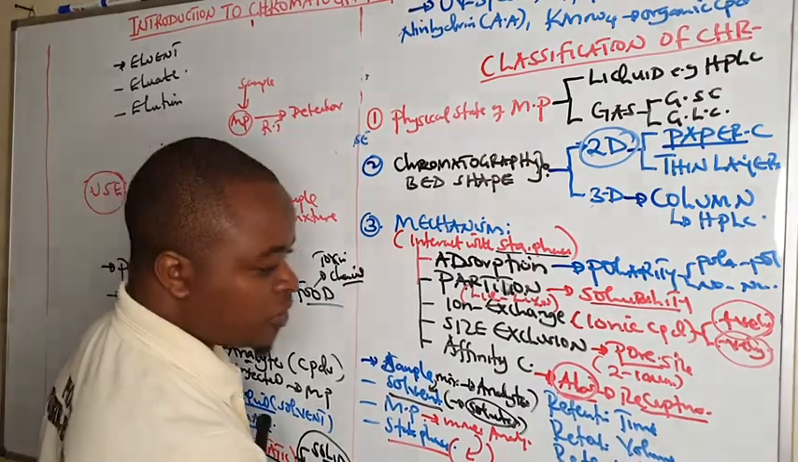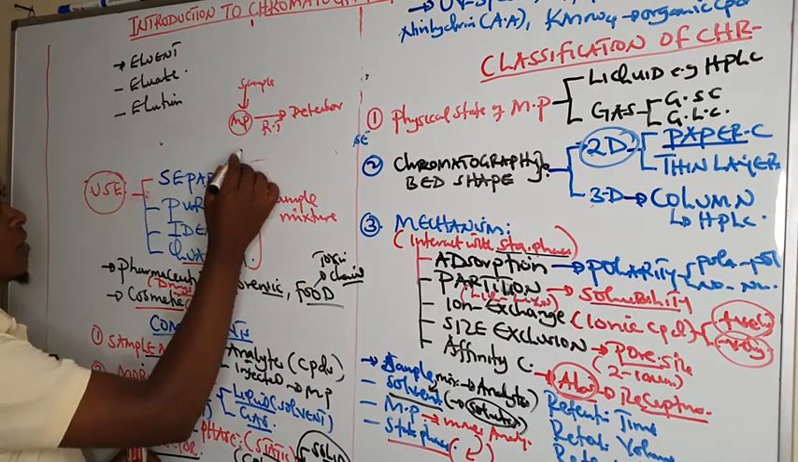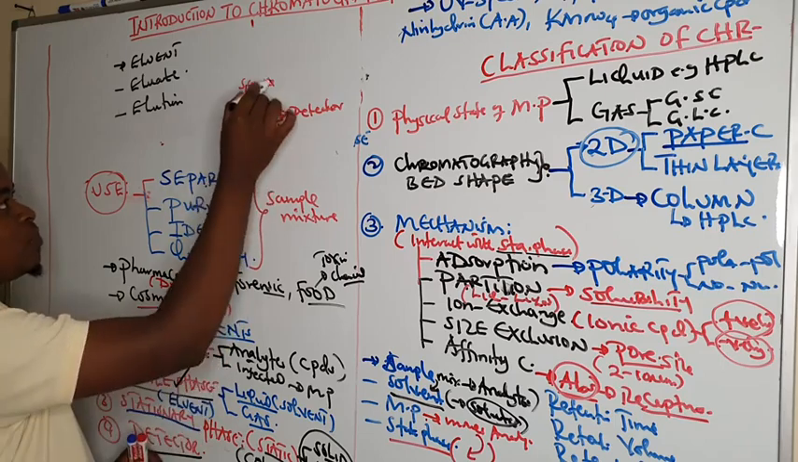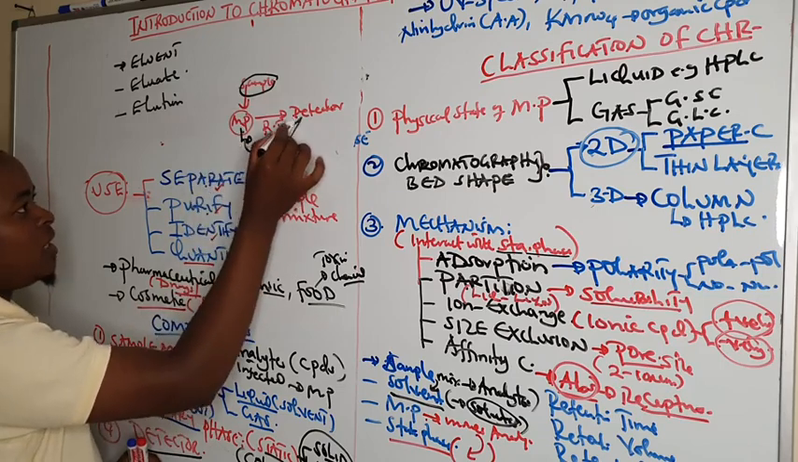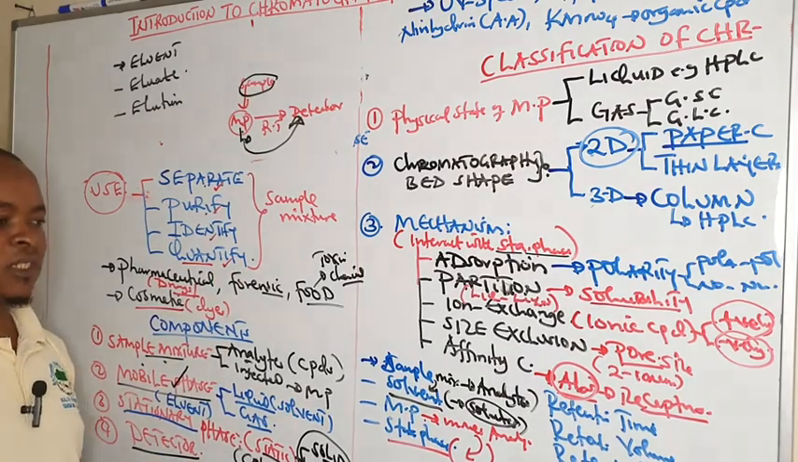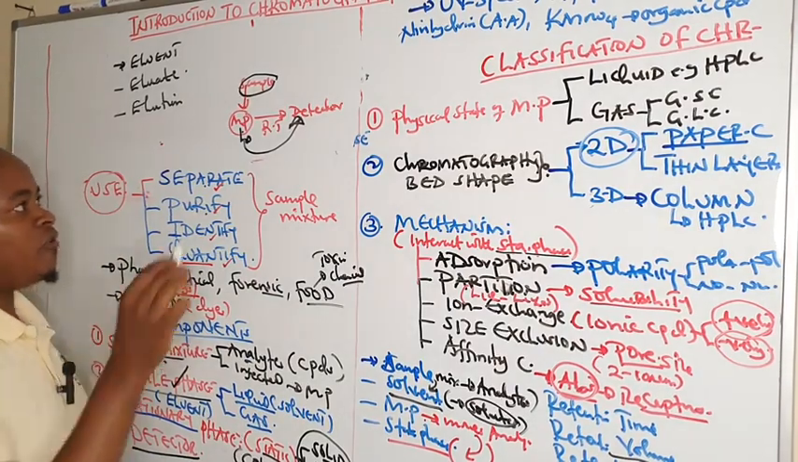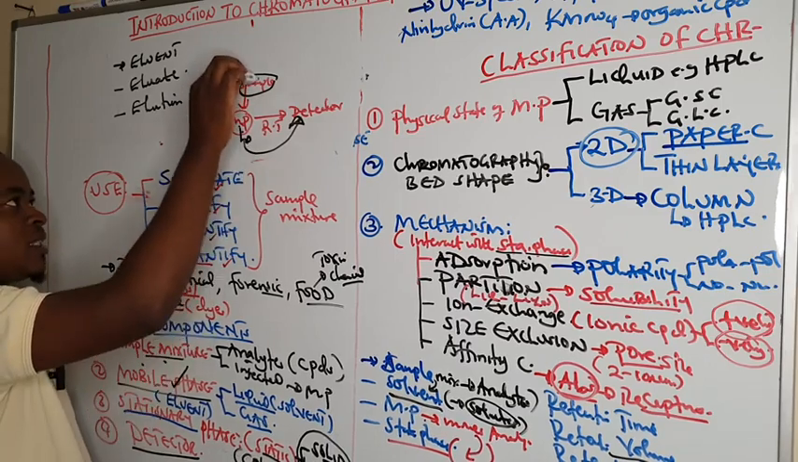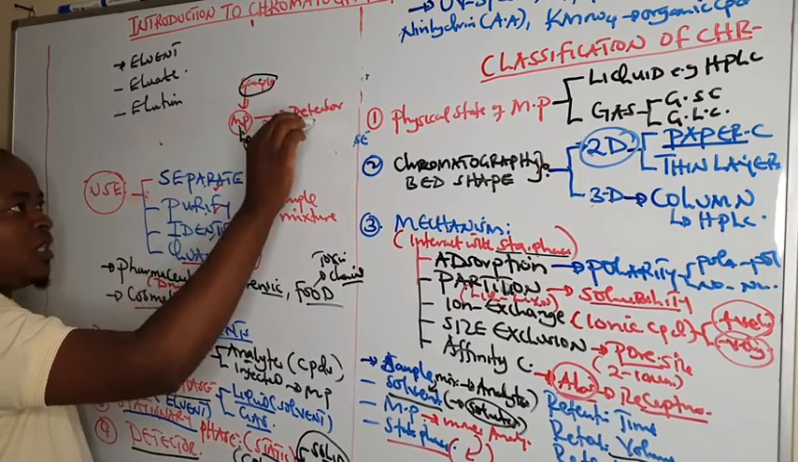Whereas retention volume is the amount of the mobile phase, the amount of the solvent in the mobile phase we need to transport this sample from the point of application up to the detector system. That is what we call retention volume. It is the volume or the amount of the solvent in the mobile phase required to move the sample analyte from the point of application to the detector system.